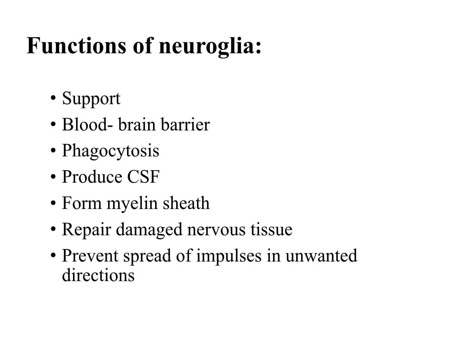So overall, the functions of the neuroglial cells include: they mainly support the neuron, they are involved in the formation of the blood-brain barrier, and they are phagocytic in nature with the help of microglial cells. These are actually derived from monocytes, a mesodermal derivative. They produce cerebrospinal fluid, form the myelin sheath, repair damaged nervous tissue, and prevent the spread of impulses in unwanted directions. So these are the main functions of the neuroglial cells.